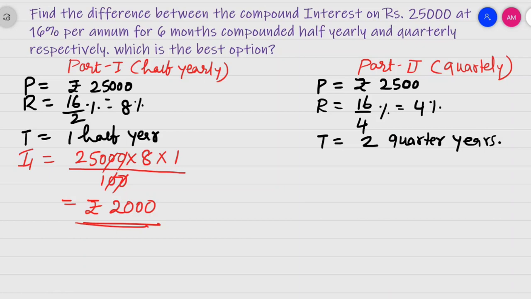Now let us proceed for the next part here. Here how do you calculate interest? Interest will be equal to principal amount. That is, see here children, it is 25,000, not 2,500.